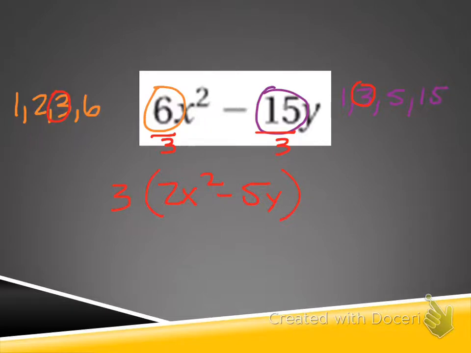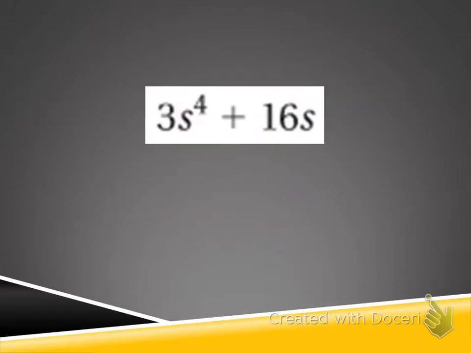All right, let's try one more binomial. Oh, wait, before we do that, look at this. Just to check your work, you can redistribute the 3 to see if it works. So if I redistribute this 3, 3 times 2 is 6x squared. 3 times negative 5 is negative 15y. So if you do it correctly, you should get the same answer up at top. So let's do one more binomial together.